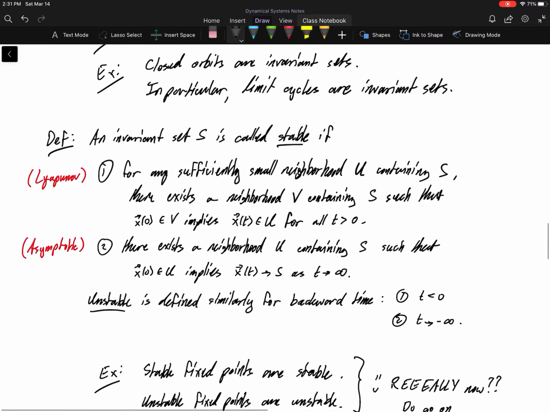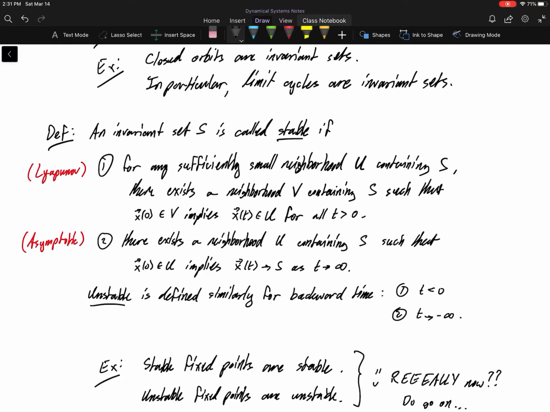Now, why do I care about invariant sets? Because I can go ahead and tell you about their stabilities. And I'm taking these definitions from some older texts. Perko is one of the texts that I'm using. And I think this particular definition comes from Kuznetsov. I'll go ahead and cite these eventually for you, but these are the texts that I'm pulling these definitions from.